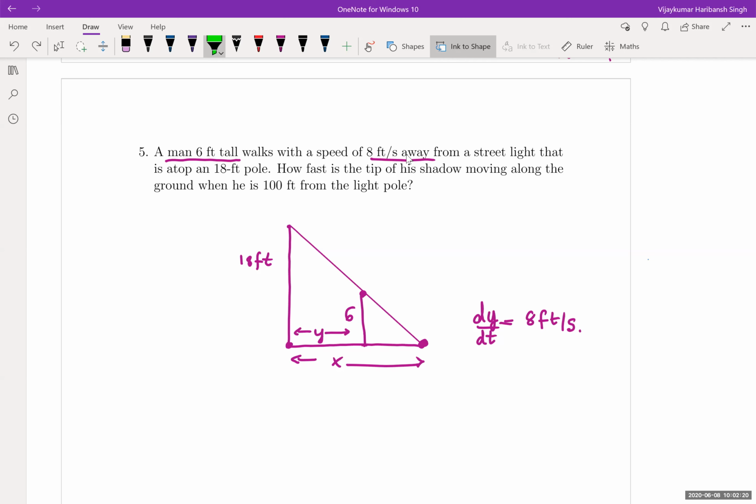Now we need to relate these variables. We need to relate x, y, and hopefully 6 and 18, but x and y for sure, to find the relation between them. Note that when I write x, it essentially means x of t, because they are all functions of time. They are changing with respect to time. Let's write down everything. Since I've drawn this, let's label them properly. Let x be the distance of the tip of the shadow from the street light.